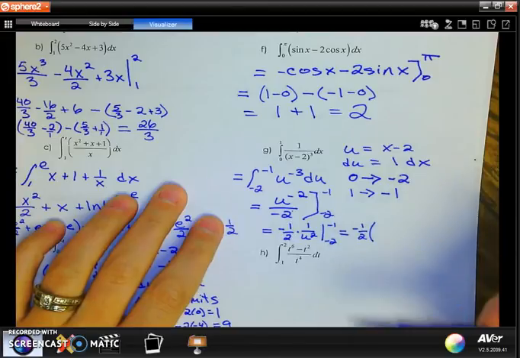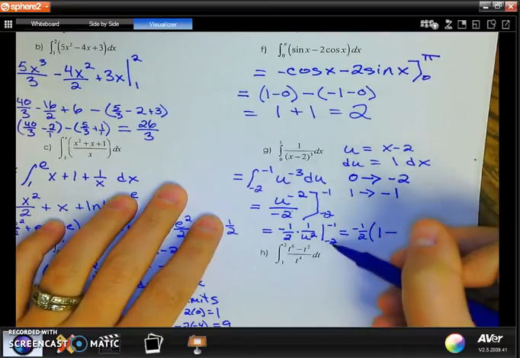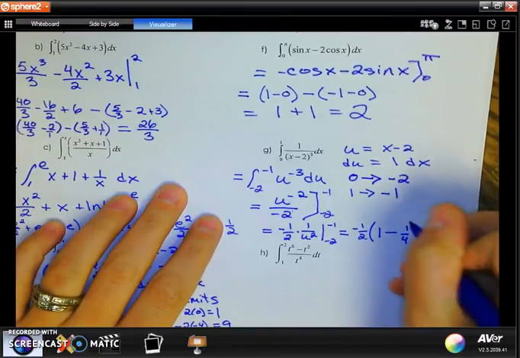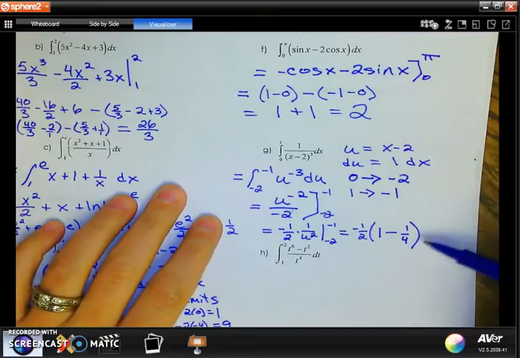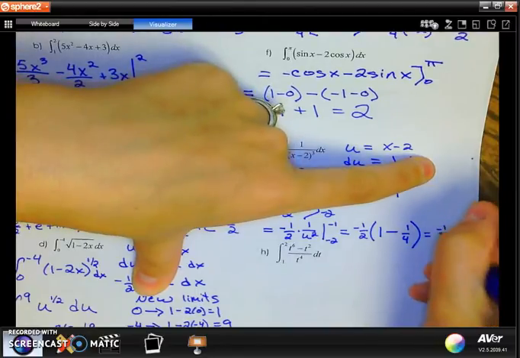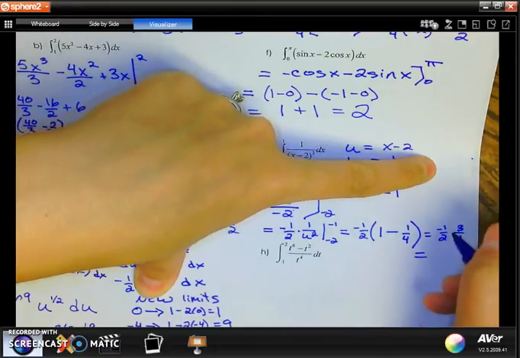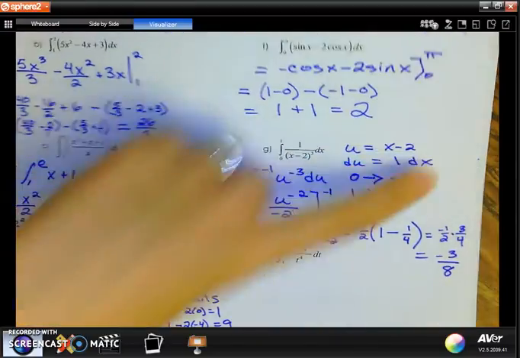Alright, when I plug in -1 there, -1 squared, well, that's 1, so I get 1 over 1 is 1, minus, when I plug in a -2 squared is 4, so minus 1/4. Close that parentheses up. So kind of change this into fourths. That's 4/4. So I have 4/4 minus 1/4 is 3/4. So really what I'm doing is -1/2 times 3/4. So my final answer there is going to be -3/8 is my final answer for that one.